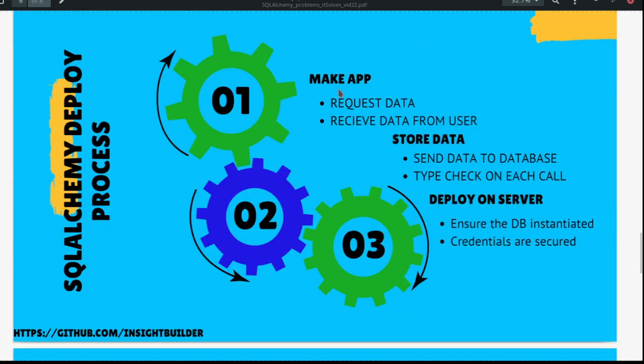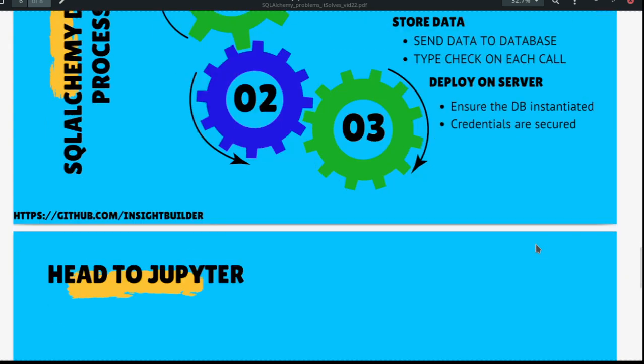The process is that we make the app, the web application, and then we store the data. After that, when we store the data and retrieve the data, we can do the type checking. It is called validation. And if you are going to deploy it on the server, ensure that the DB is instantiated. That means the DB instance that the particular Python code is going to call has to be instantiated. This is the overall process SQLAlchemy follows.